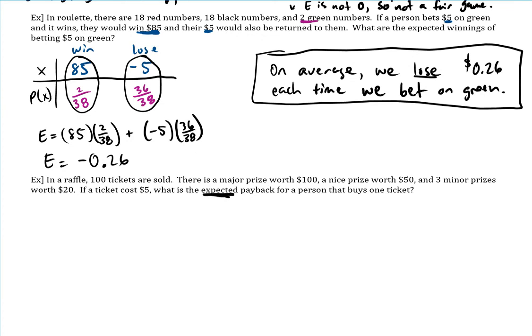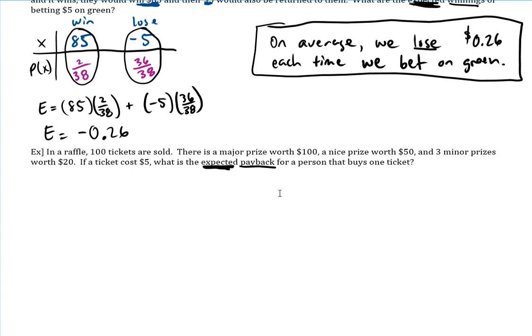Let's also make a note. I should have said something last problem. Expected is what's important. This is expected value. They just change the word sometimes, so expected payback here. Same deal with this one. Expected is the important one. Winnings, this is still expected value. So expected winnings is expected value. Sometimes they tweak it just a little bit.